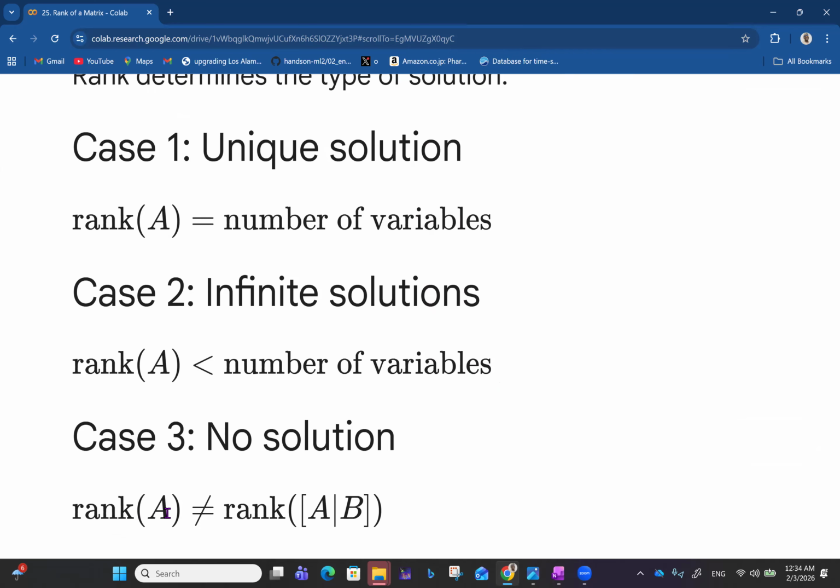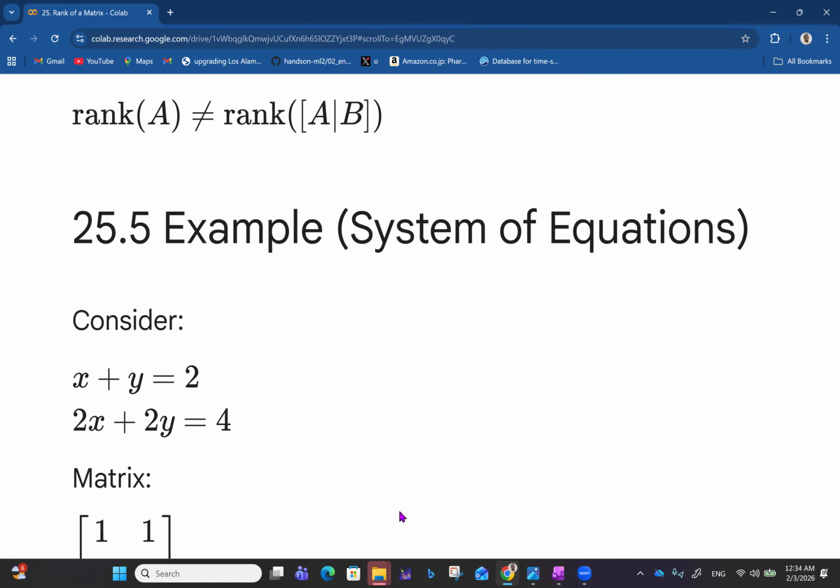So that means the rank of A is not equal to the rank of the augmented matrix A B, like that. I think that's the best way I want to say that.